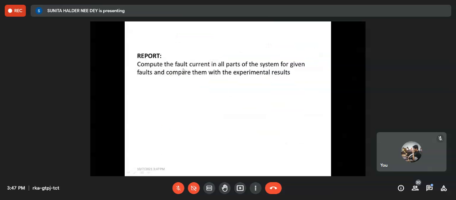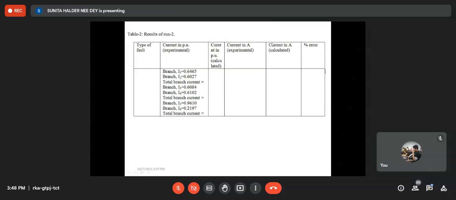So what is the report? Compute the fault current in all parts of the given system for the given fault. Why have I written given fault? In the instruction sheet it may be written that you calculate for all the faults. Since I have discussed only the three phase fault and the single line to ground fault, you do it for those two faults only. Compare them with the experimental results. Okay, and always calculate current in ampere, in actual value. I have also given that one, and calculate the percentage error, right?